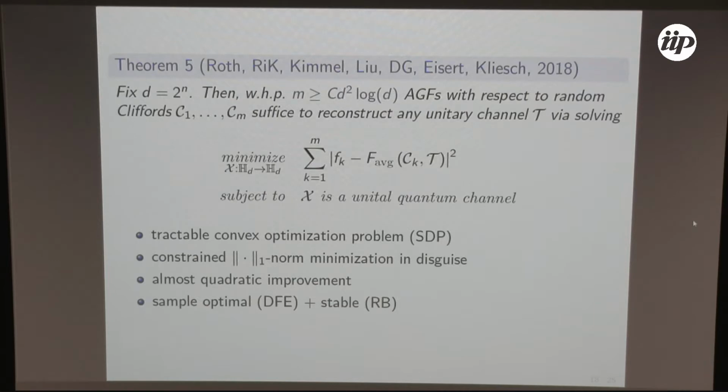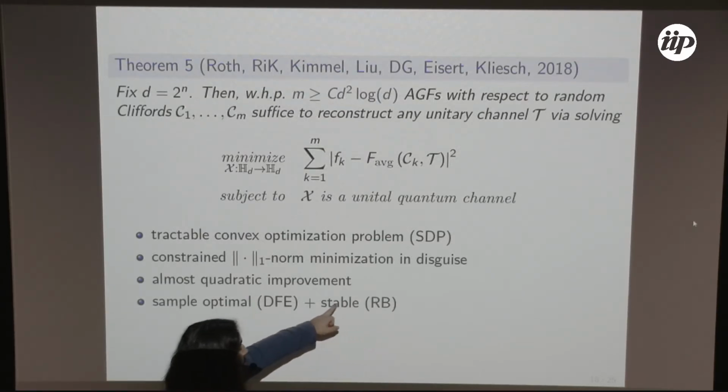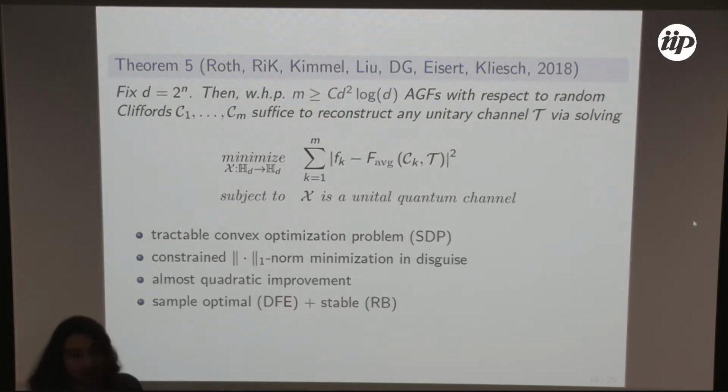And I think this is quite nice because it's almost a quadratic improvement over the linear inversion technique I mentioned before, d squared many measurements for unitary channels. You can actually show that this procedure is sample optimal if you measure your average gate fidelity smartly. But if you choose randomized benchmarking to get your data points, which is more expensive, you actually become stable with respect to not knowing your measurement devices perfectly.